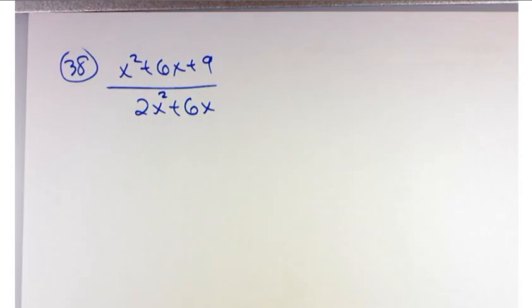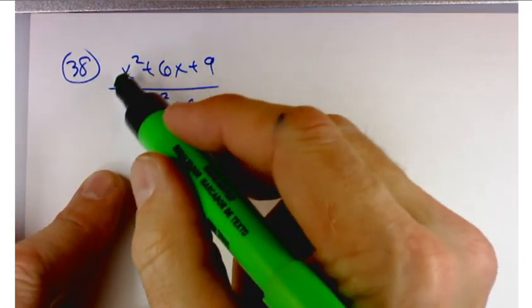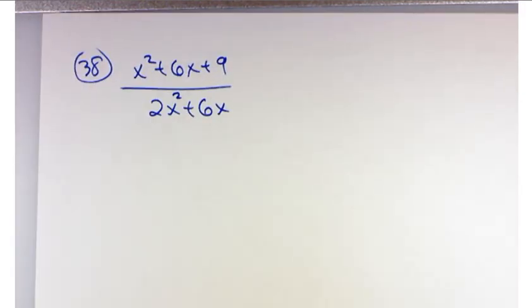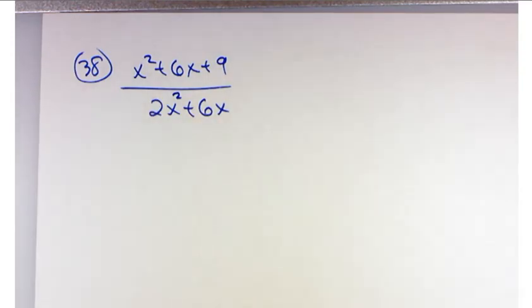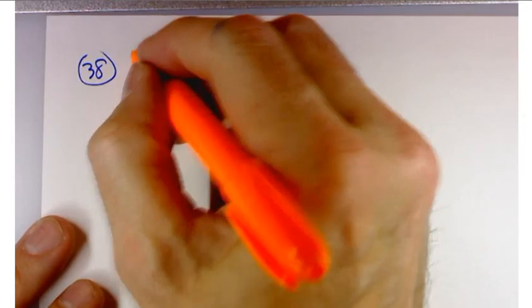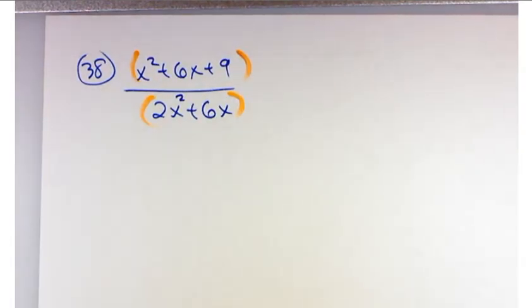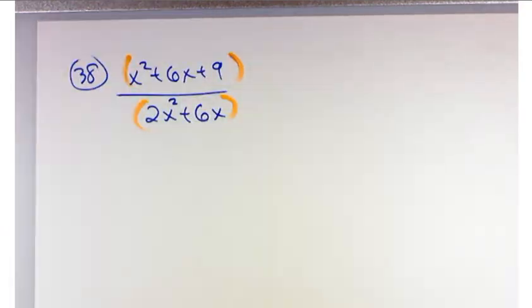A lot of times it's really tempting to want to cancel things, like there's an x squared here and cancel the x squared there, but you can't. When you're adding things up, you have to regard this as being in a big parenthesis, and you can't cancel into that parenthesis. These terms are married. It's a mathematical union. If you break up that marriage, you're going to write homewrecker all over your test. Don't do it.